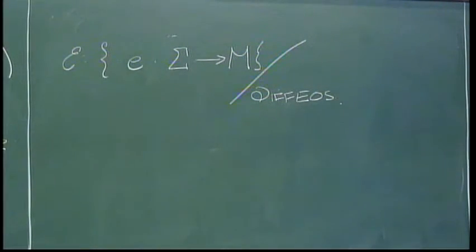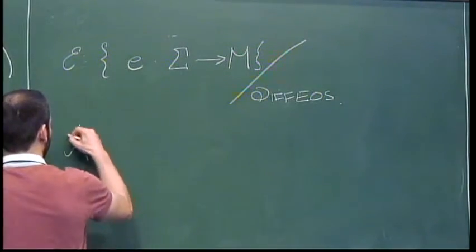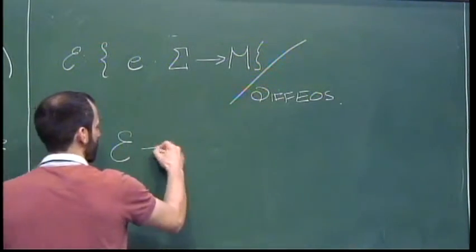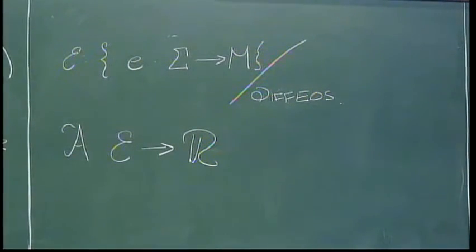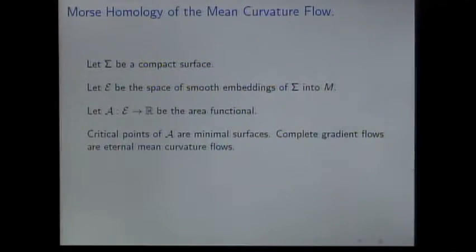Let A be the area functional. So A is this mapping which sends my space E into R. So we're going to pretend that this mapping is of Morse type. We're even going to pretend that this mapping is of Morse-Smale type. When this mapping is of Morse-Smale type, then we should have a Morse homology. So, what are the critical points of this functional? Everyone knows what the critical points of this functional are. The critical points of this functional are the minimal surfaces.